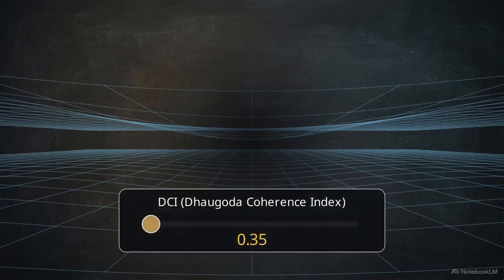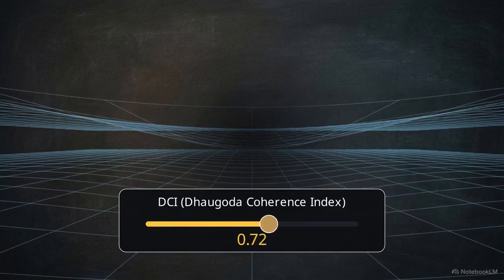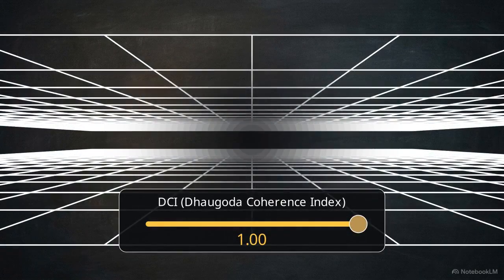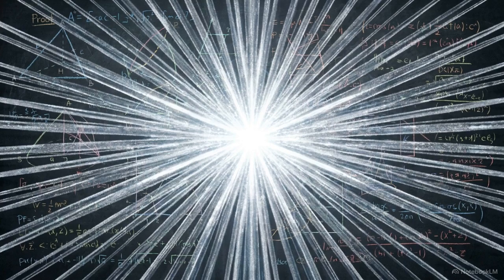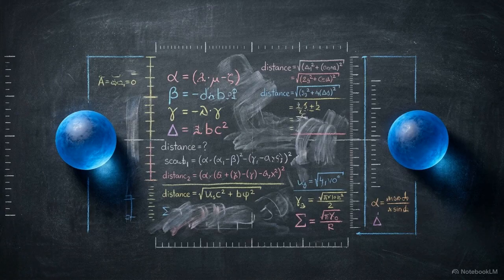At the other end of the scale, we find the result of maximizing lattice tension. Reaching a DCI of 1.0 triggers the Anissa bridge effect, where the lattice achieves perfect coherence. In this state, resistance disappears, and the propagation speed of the ripple becomes mathematically infinite. This provides a mechanical basis for quantum entanglement.